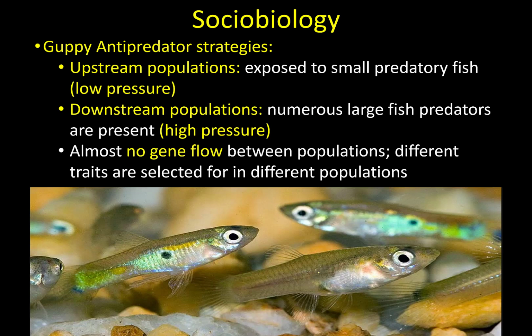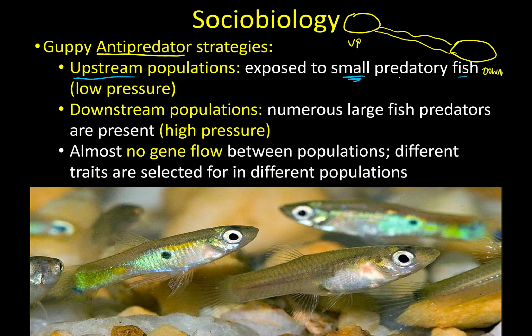Now, guppies are small and tasty, so they have a fair number of predators, which also means they've got some pretty good anti-predator strategies, ways to avoid being eaten. Now, guppies live either in upstream or downstream populations. Up, down. Upstream populations are only exposed to really small predatory fish. Those are the only predators they have to contend with. It means they're under low predatory pressure.